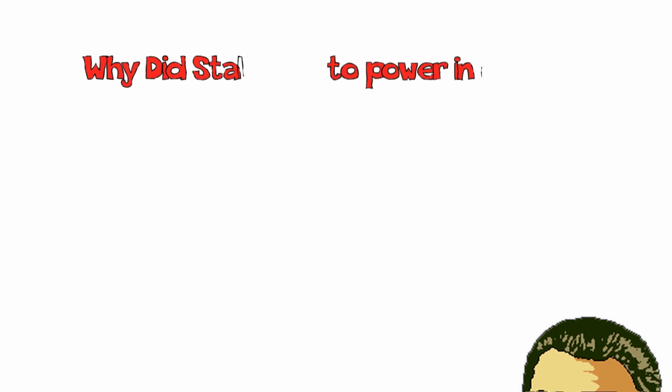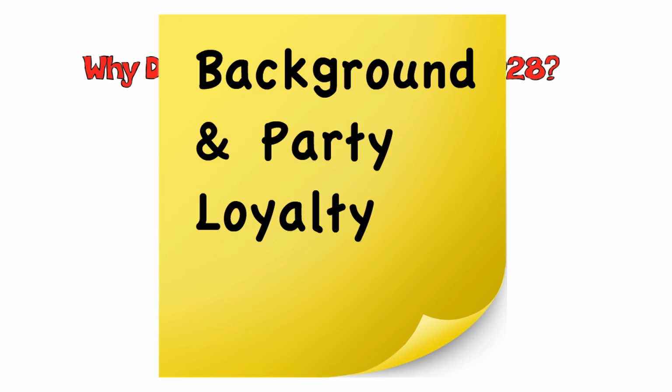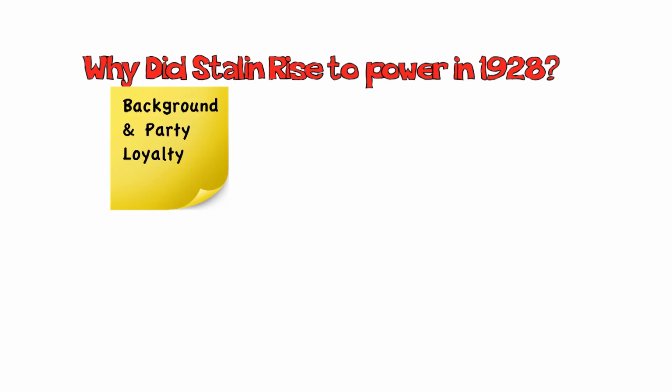Now we've tried that activity with a very easy event. Now we're going to try it with something harder. The rise of Stalin. Why did Stalin rise to power in 1928? As with all historical events, there are usually many, many different reasons why they happened. And your job in the exam is to work out not only what the reasons are, but which one the most significant reason is. Stalin's background and his loyalty to the party on one post-it note.